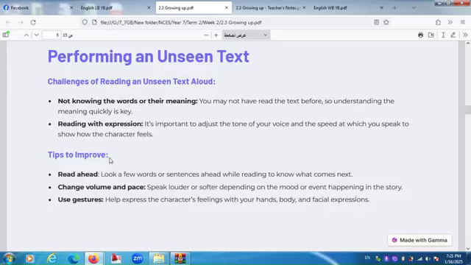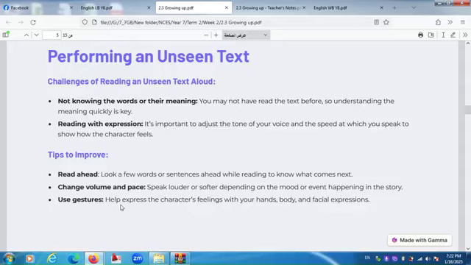Now, tips to improve your performance. You have to read ahead. Look a few words or sentences ahead while reading to know what comes next. So try to prepare 2 or 3 lines in advance. Change the volume and the pace, of course, to keep the reader interested. You have to vary the tone. Speak louder or softer depending on the mood or the event happening in the story.